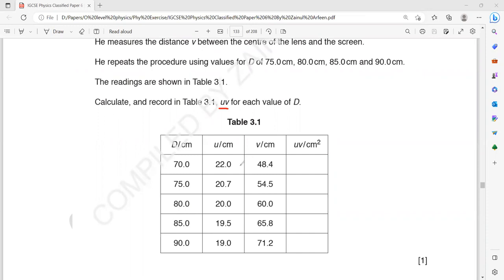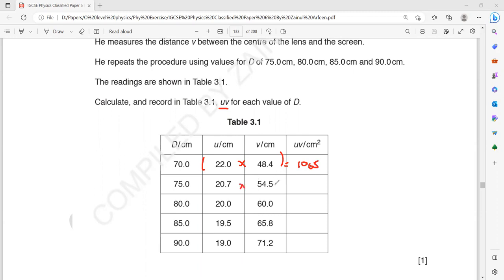So if I do u multiplied by v, like 22 times 48.4, what's the answer? 1064.8. So we will round off to the nearest whole number, 1065. So for this one, we'll write that this value is 1065.